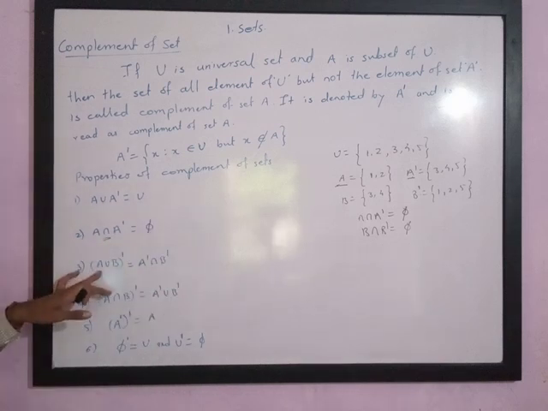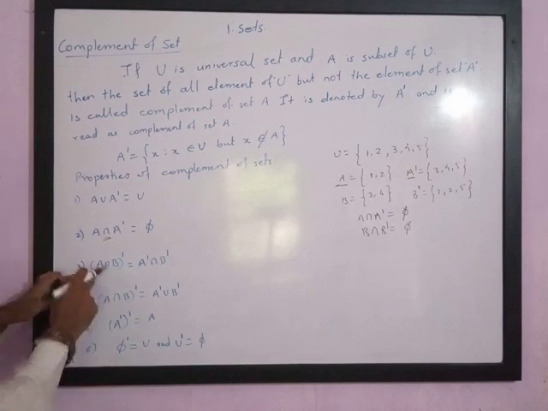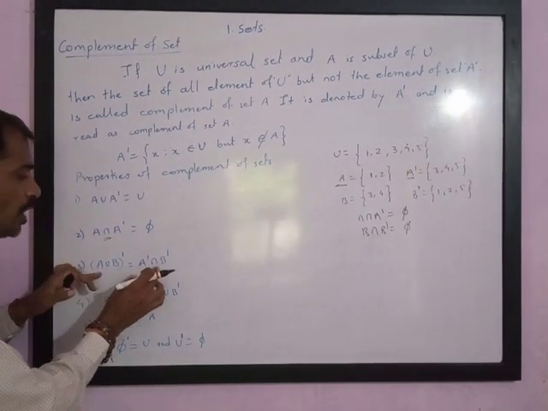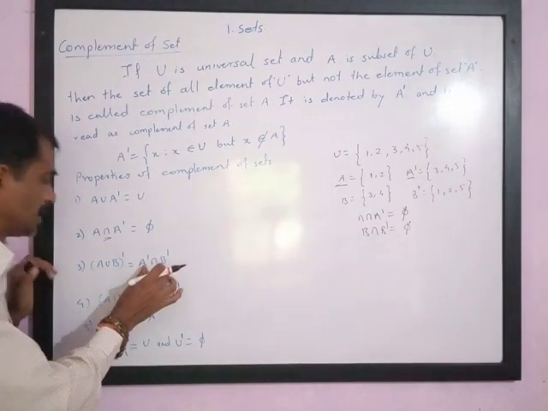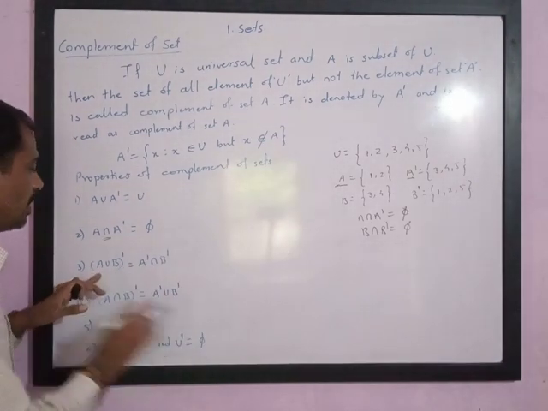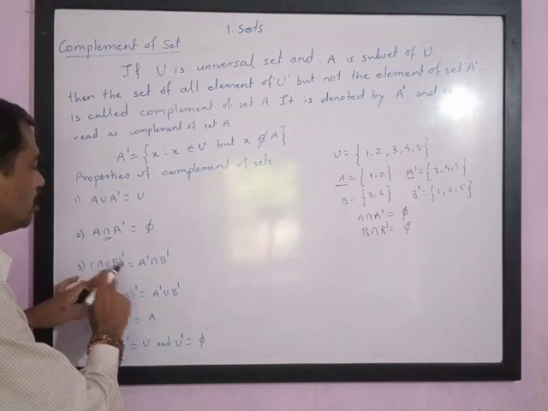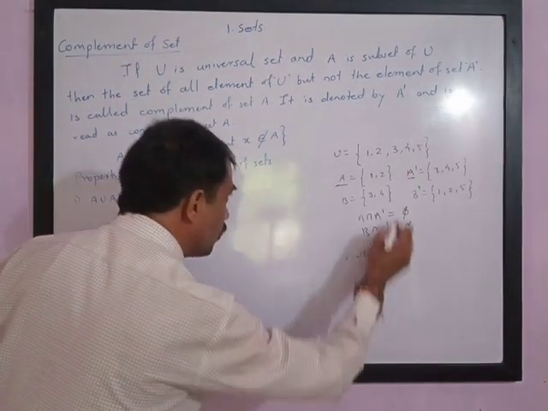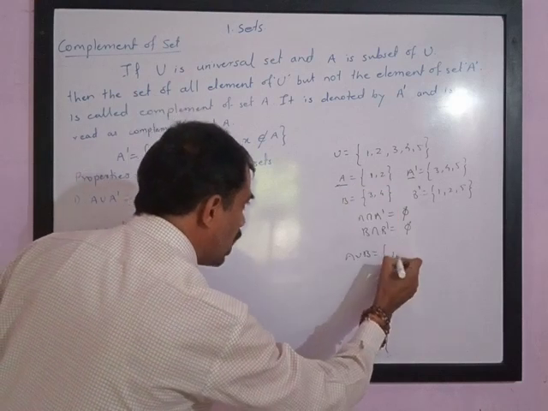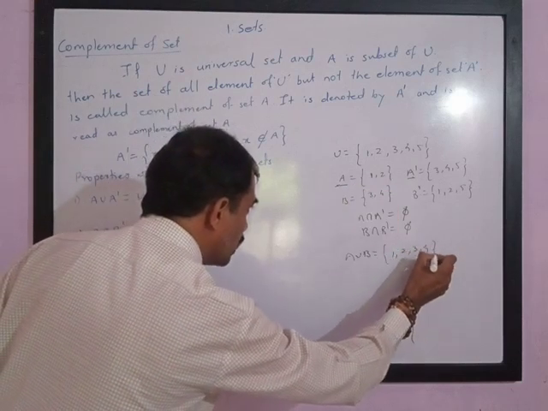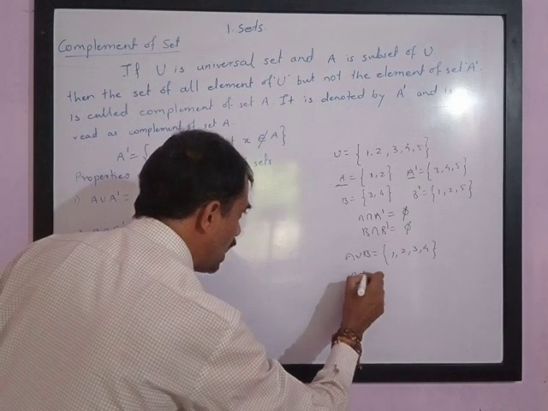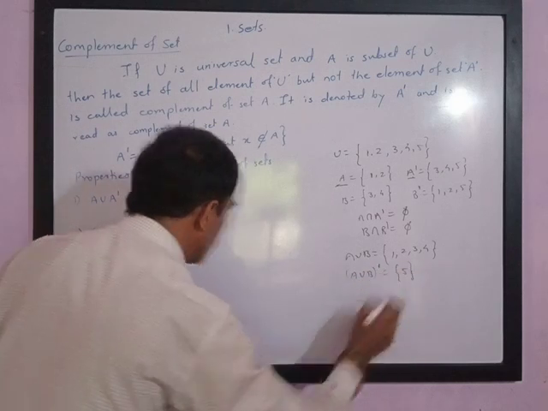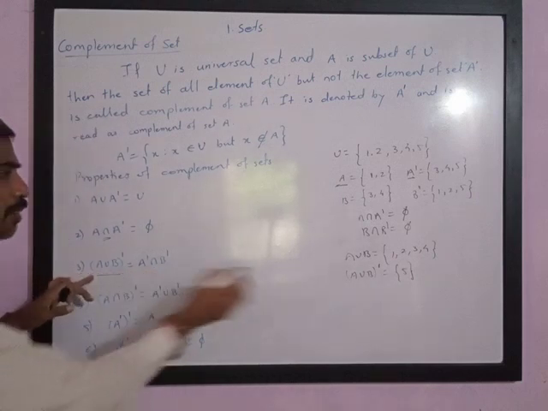Then next is De Morgan's law, which we have already studied. The complement of the union of two sets is equal to the intersection of their complements. One example we have already studied. If you combine A and B, A union B is the set {1, 2, 3, 4}, and its complement, A union B's complement, is equal to the set {5}.